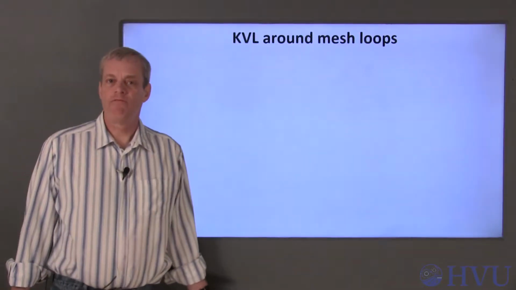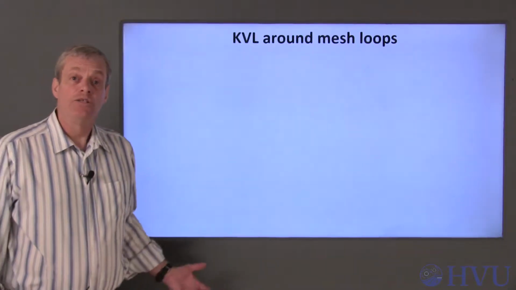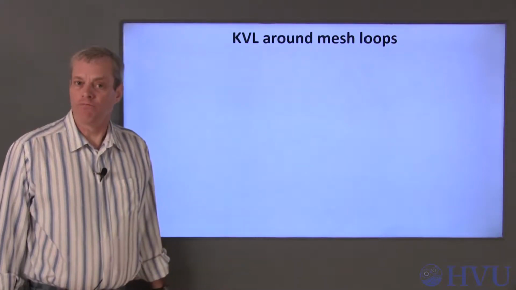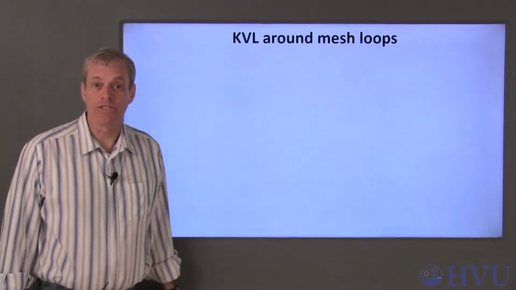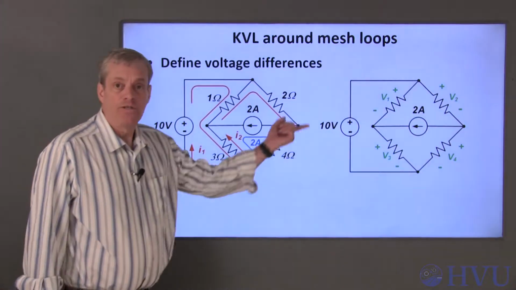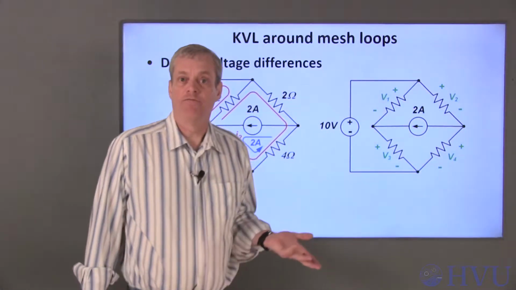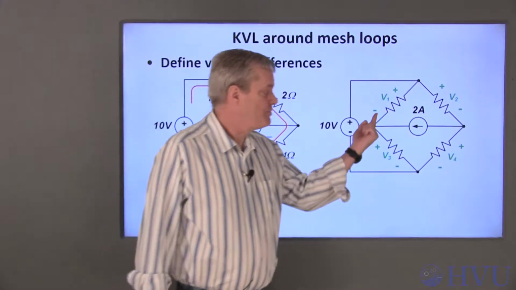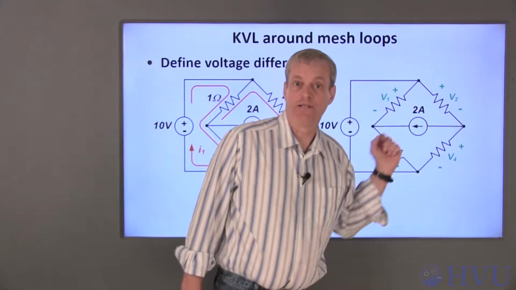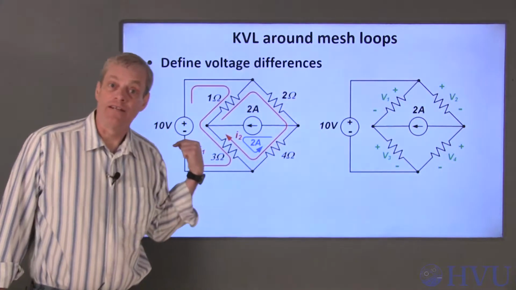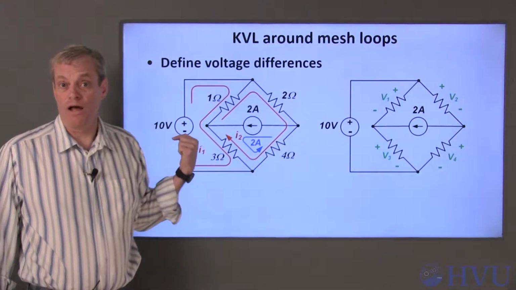Now I'll apply KVL around the mesh loops. To do KVL, we sum voltage differences, so we need to define our voltage unknowns and sign conventions. This figure shows my mesh loops, and this figure has my arbitrarily defined voltages. Remember that I can choose my voltage polarities arbitrarily. However, this choice dictates the current sign convention later when I apply Ohm's law.